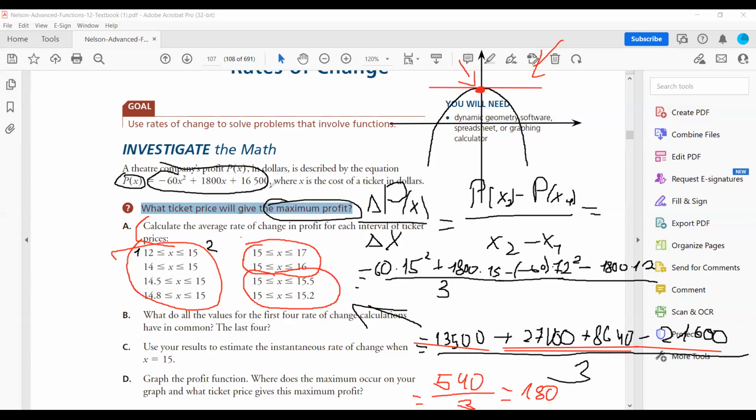But basically, as profit is a function of the cost of a ticket, we should say that this is the instantaneous or average rate of change. So profit per dollar. For every dollar we add to the price of a ticket, the profit increases by 180.